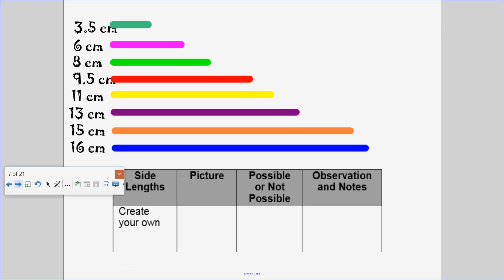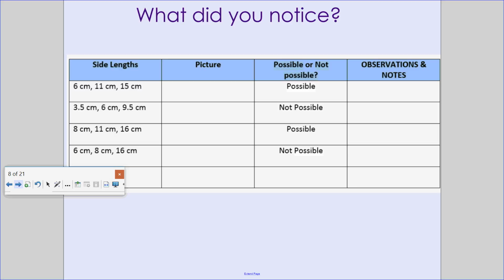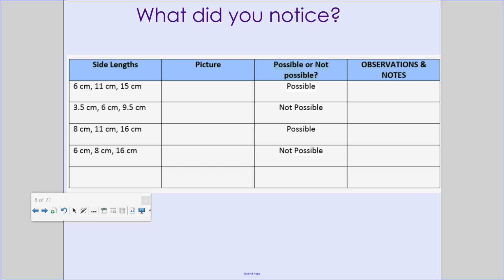So you're going to create your own. And after you create your own, you're going to try to make an observation and note why some triangles are possible while others are not. Why are 6, 11, and 15 centimeters possible, and 8, 11, 16 possible, while the other two are not? Here's a hint. Circle the two smallest sides.